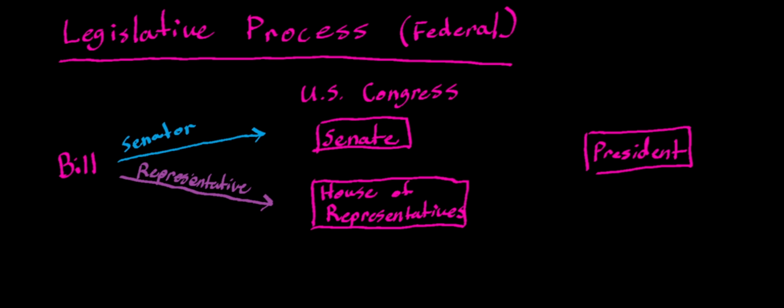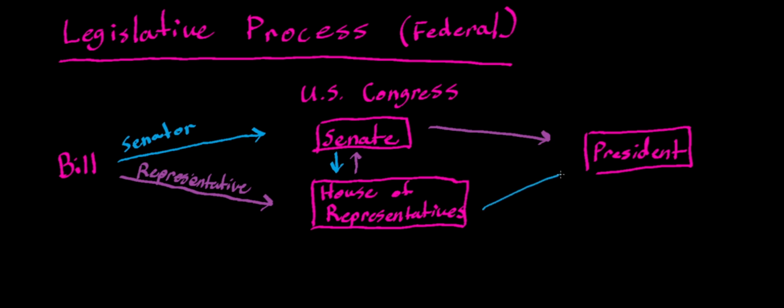Now, if a bill is proposed by a senator, the entire Senate will vote on the bill, and if a majority of the senators pass the bill, then the bill passes the Senate, and then it will go on to the House of Representatives for consideration. Similarly, if the bill is proposed by a representative, the bill will be considered by the House of Representatives, and if it is passed by a majority of the representatives, then it passes the House and goes on to the Senate.